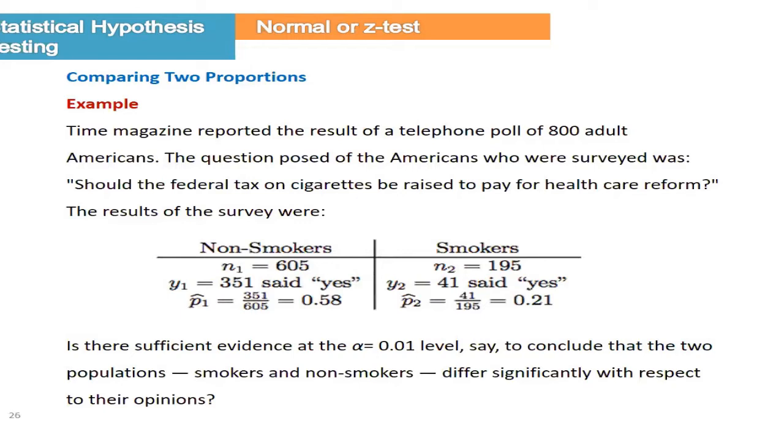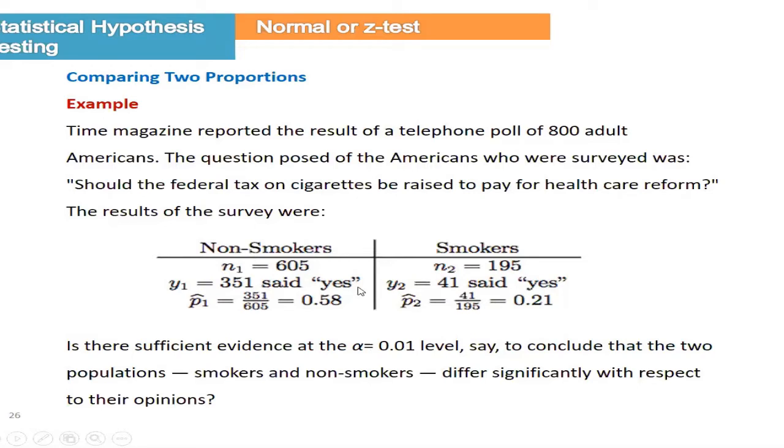For the non-smoker, we took a sample of 605, and 351 said yes, they want to increase the tax on cigarettes, which is 58%. And of the smoker, 41 out of 95 say they want to increase, which is 21%. So we want to test at the 1% level of significance whether the two groups differ significantly or not on increasing the tax. Okay, this is the question.